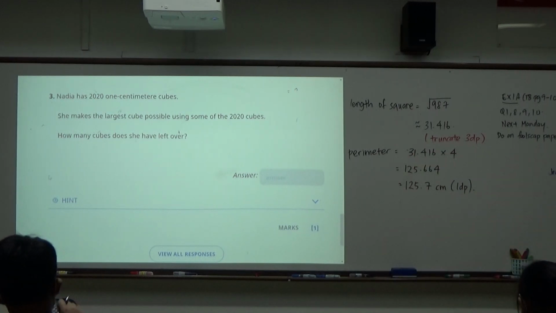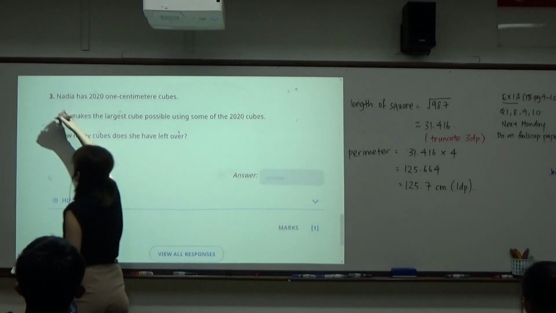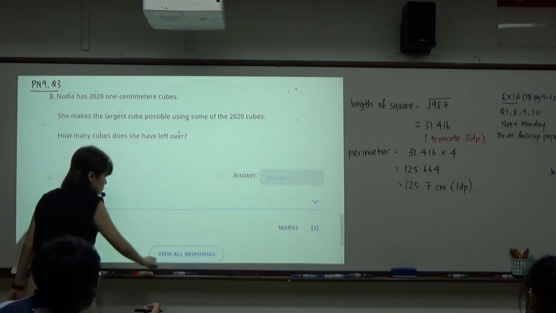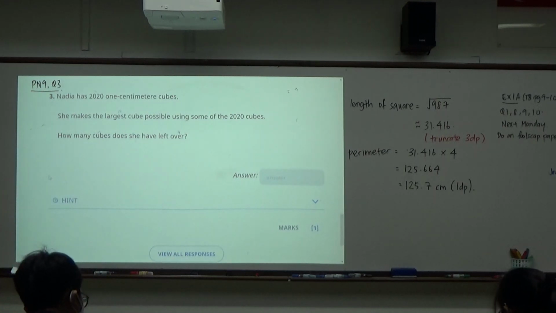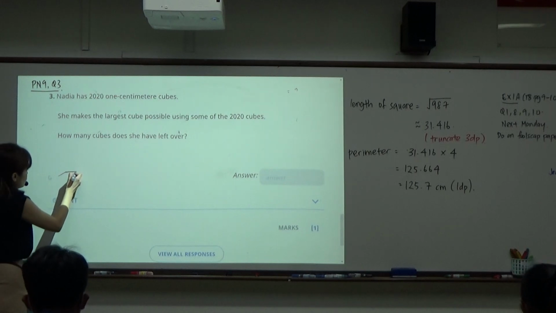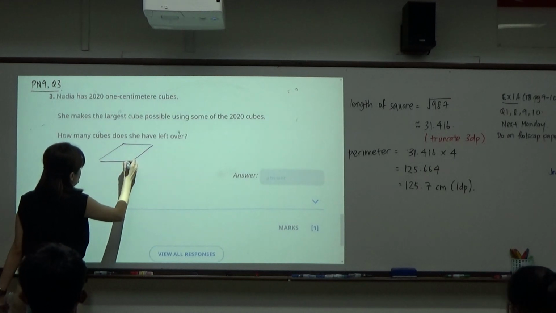Now this is your Practice Now 9, question 3. It says that Nadia has 2020 1-centimeter cubes. She makes the largest cube possible using some of the 2020 cubes. How many cubes does she have left over? So from very small cubes, they are being made to form one very big cube.